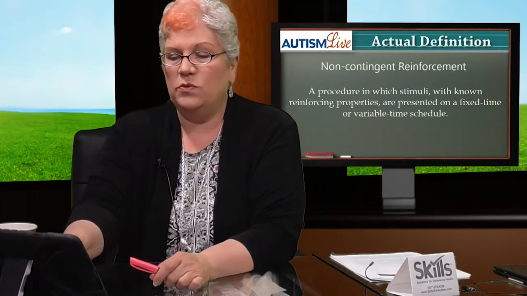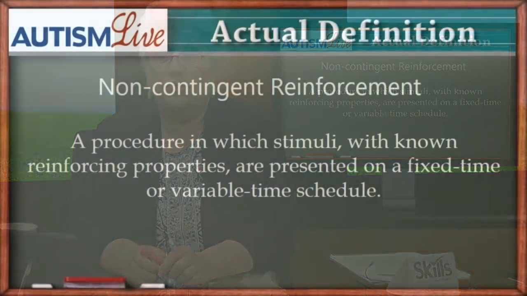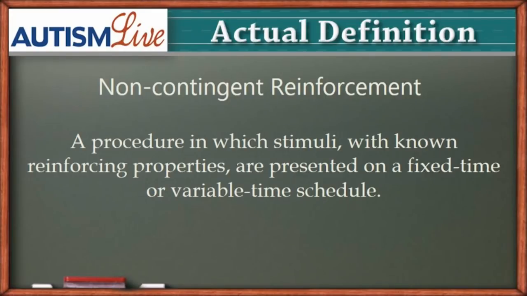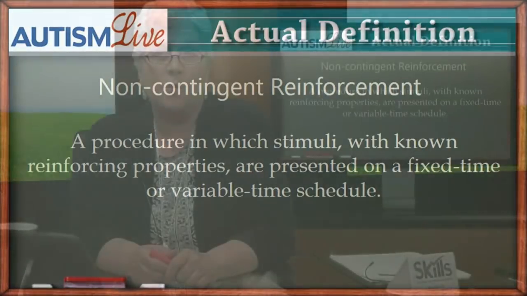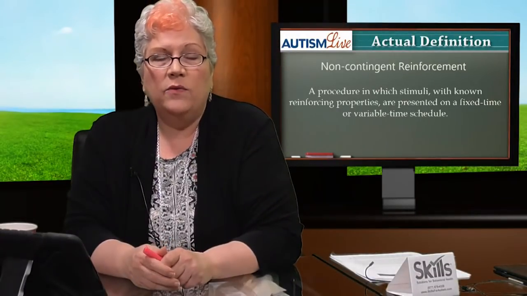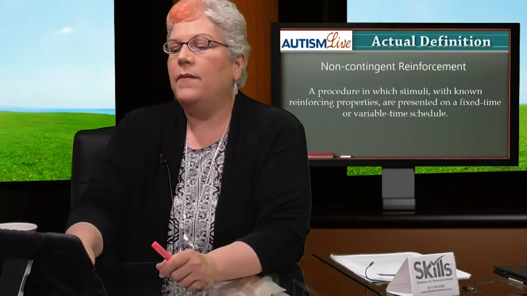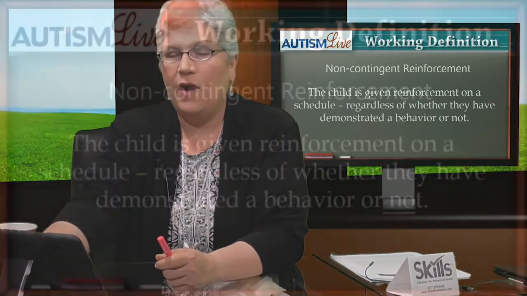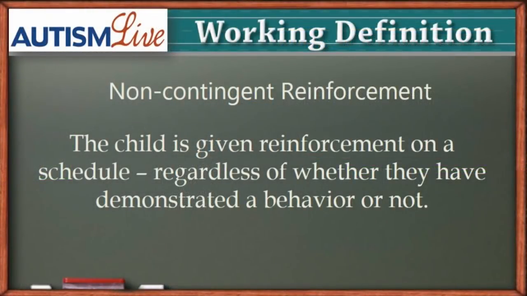Let's take a look at our actual definition. Non-contingent reinforcement is a procedure in which stimuli with known reinforcing properties are presented on a fixed time or variable time schedule. Like, what does that mean and why do we care? It just sounds so dry. Okay, so let's look at our working definition and see if we can crack the code on this. Non-contingent reinforcement: the child is given reinforcement on a schedule, wait for it, regardless of whether they have demonstrated the behavior or not.